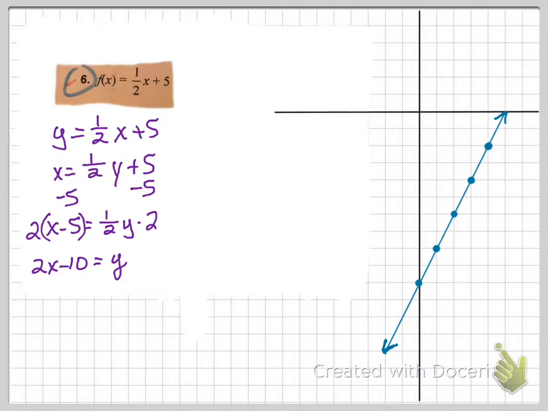Okay. Number 6 was for both regular and advanced. Okay. To find the inverse, we started by switching y and x. Solved for y, we ended up with 2x minus 10. Graphed that out.